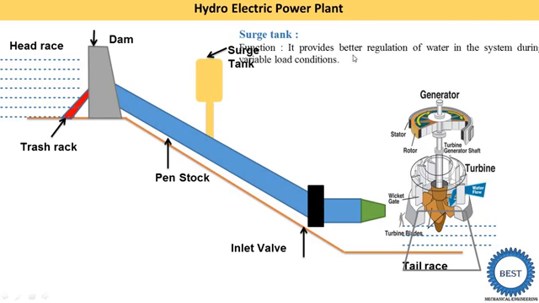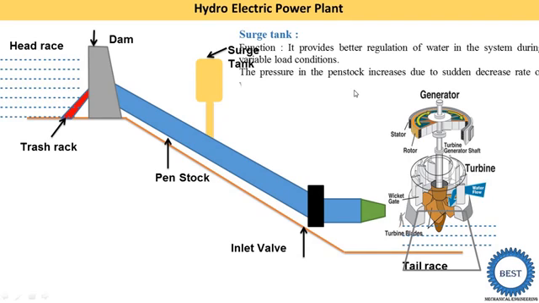The surge tank provides better regulation of water in a system during variable load conditions. This means when the load on the turbine changes, at that time we are required to control the flow rate or quantity of the water. So we change this quantity of water by the inlet valve. Okay, so what happens when we close the inlet valve? At that time the water level in the penstock increases, and it increases the pressure. If the pressure increases above a certain level, then there is a possibility of the water hammer effect, and due to the water hammer effect the penstock can collapse. So for avoiding this water hammer effect we provide this surge tank.